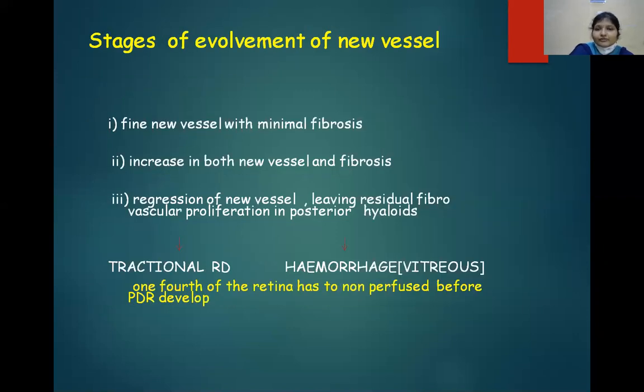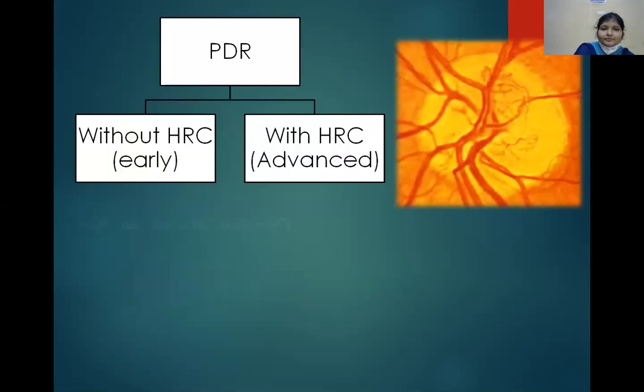So what are the stages of evolvement of new vessels? Initially there are fine new vessels with minimal fibrosis. Later there is increase in both vessels as well as fibrosis. Later there is regression of the new vessels, leaving only fibrovascular proliferation behind. So this can lead to tractional retinal detachment or hemorrhages. For PDR to develop, at least 1/4 of the retina must be non-perfused. That means 1/4 of the retina should be hypoxic for development of new vessels.